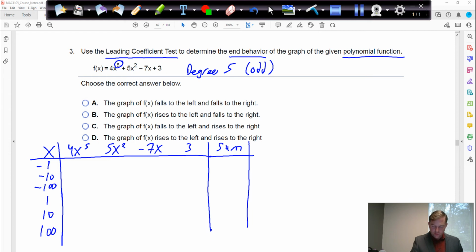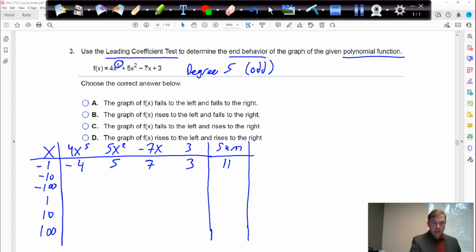And we're doing this just to prove a point, so we'll see if you can agree with the point we're trying to make. If you plug in minus 1 into 4x to the 5th, you get minus 1 to the 5th, which is minus 1 times 4, which is minus 4. Minus 1 squared is 1 times 5 is 5. Minus 1 times minus 7 is positive 7, and this is positive 3. If you add these numbers up, you get 11.